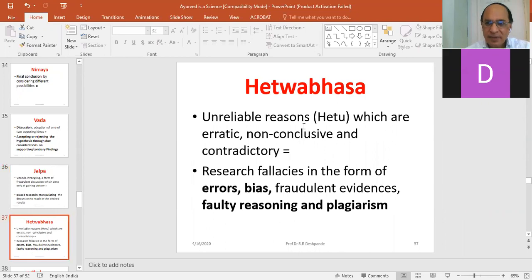Hetwabhas, these are also biased, faulty reasoning and plagiarism. Intellectual property right, IPR. Remember this word in the research. Intellectual property right, IPR. Plagiarism softwares are available and they find out whether you have copied from any other research work that has been done without acknowledgement. Now you can understand that I have acknowledged the work done by some Dr. Vinod Kumar. Okay. Next, Chal.